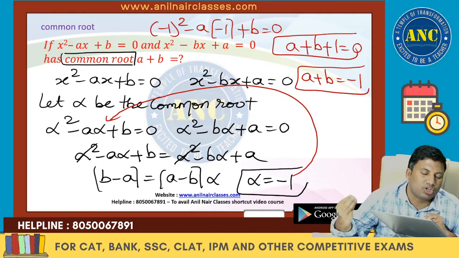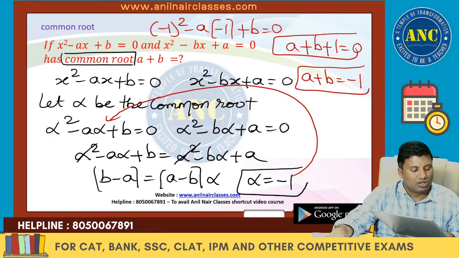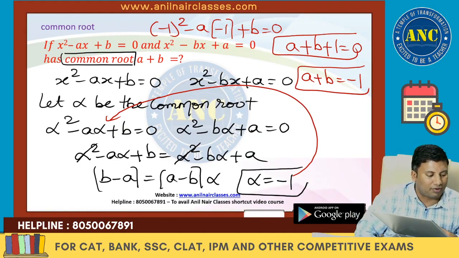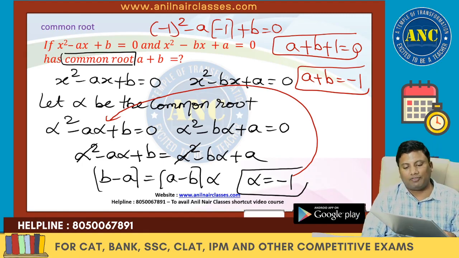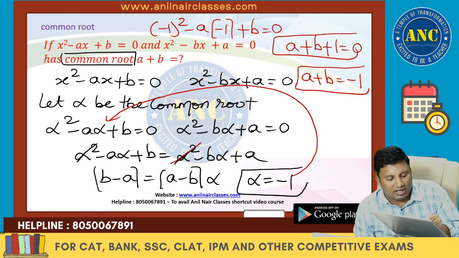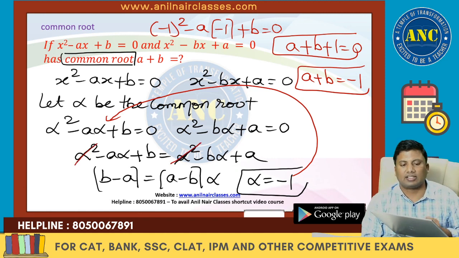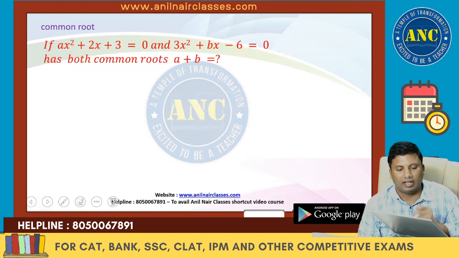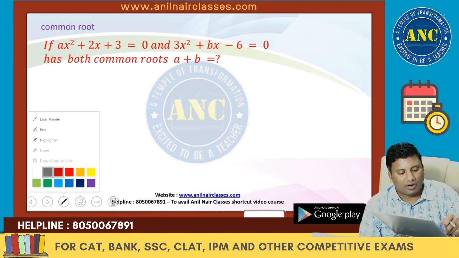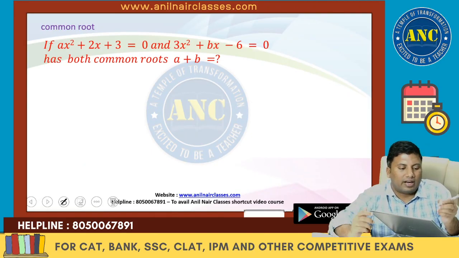A root should satisfy the equation, so alpha square minus a alpha plus b equivalent to alpha square minus b alpha plus a. These both get cancelled. I hope the idea is clear. Next one. Please read the question, you will get the idea.